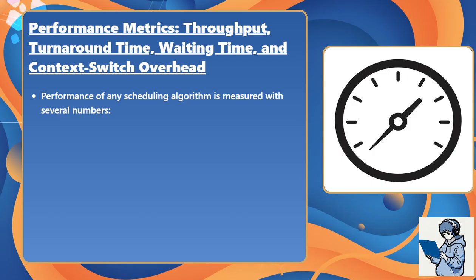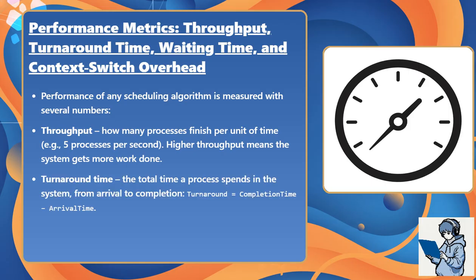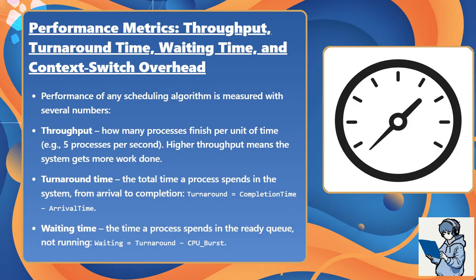Performance of any scheduling algorithm is measured with several numbers. Throughput: how many processes finish per unit of time, for example 5 processes per second. Higher throughput means the system gets more work done. Turnaround time: the total time a process spends in the system from arrival to completion. Turnaround equals completion time minus arrival time. Waiting time: the time a process spends in the ready queue not running. Waiting equals turnaround minus CPU burst.